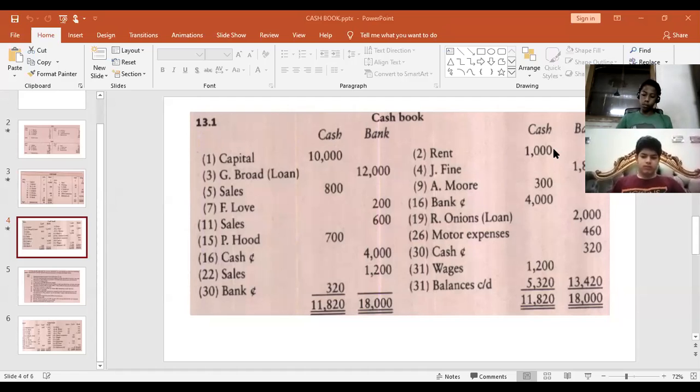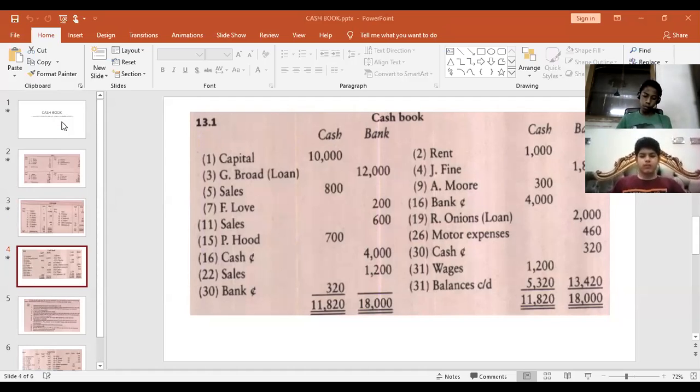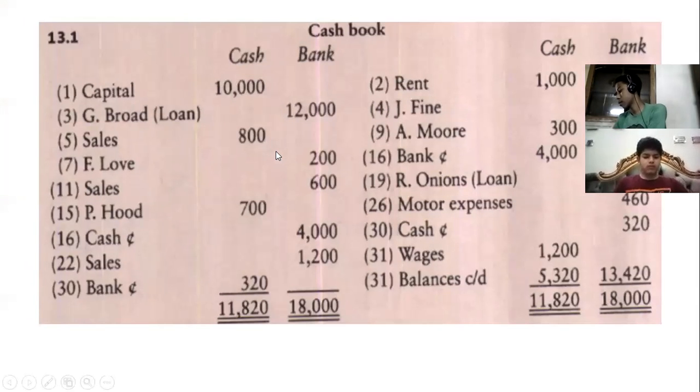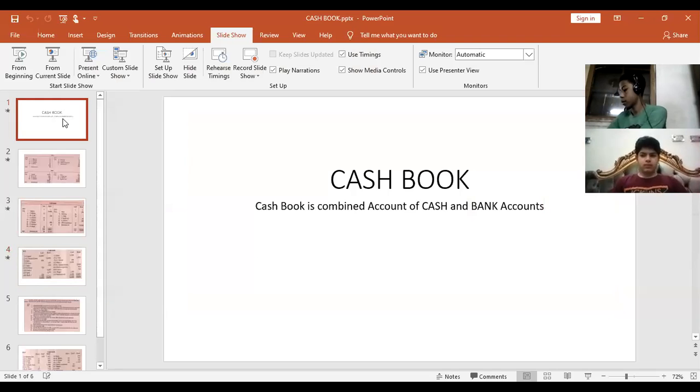Okay. Anyway, so now actually, what did we study in the last class? We studied cash book. In the cash book, we studied that the cash book is the combination of two accounts. What are those two accounts? Number one is cash, the other one is bank.